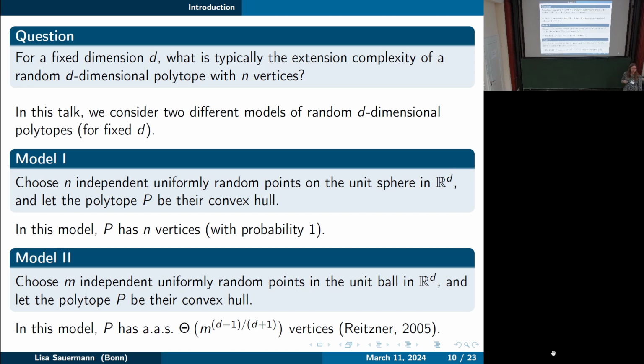Now not all of these points are vertices of the polytope, but this model is very well studied, and already almost 20 years ago, someone who I believe is probably in this room figured out what the number of vertices typically is in this random polytope model. So by typically you mean the mean value or some other notion? Asymptotically almost surely. With probability 1 minus little o of 1, the number of vertices will be within a constant factor of m to the (d minus 1) over (d plus 1).